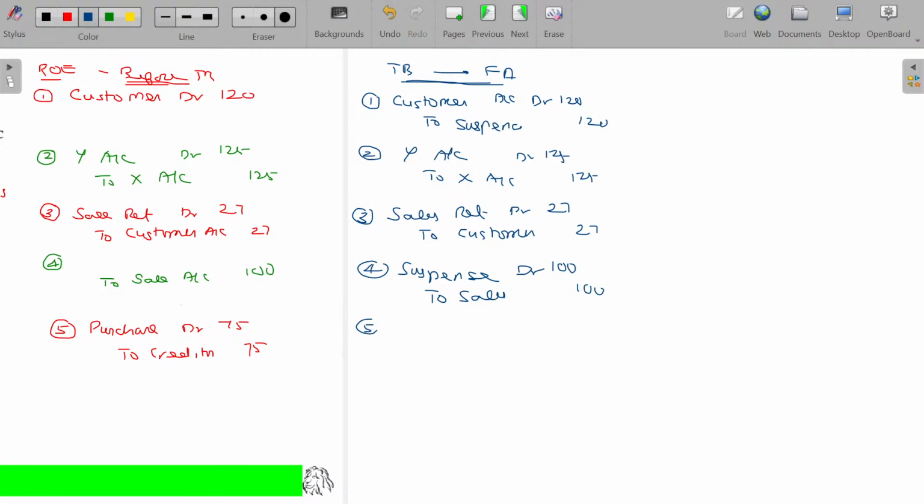Fifth, purchase and creditors. We have the values in both debit and credit, so we don't have a suspense account here. The entry being purchase account debit to creditors. First calculation only will be a bit challenging. The second one may be quite easy. If there is any missing side, either debit or credit, it will be simply renamed as suspense.